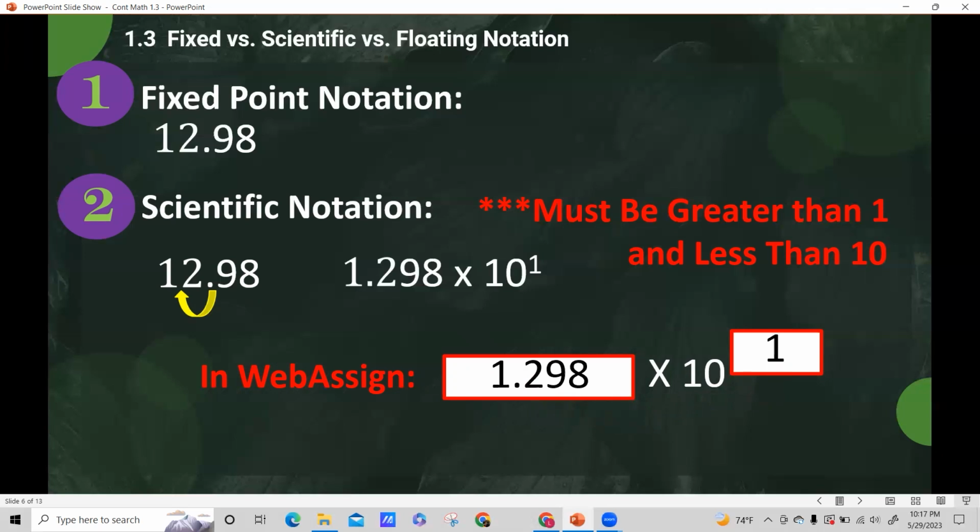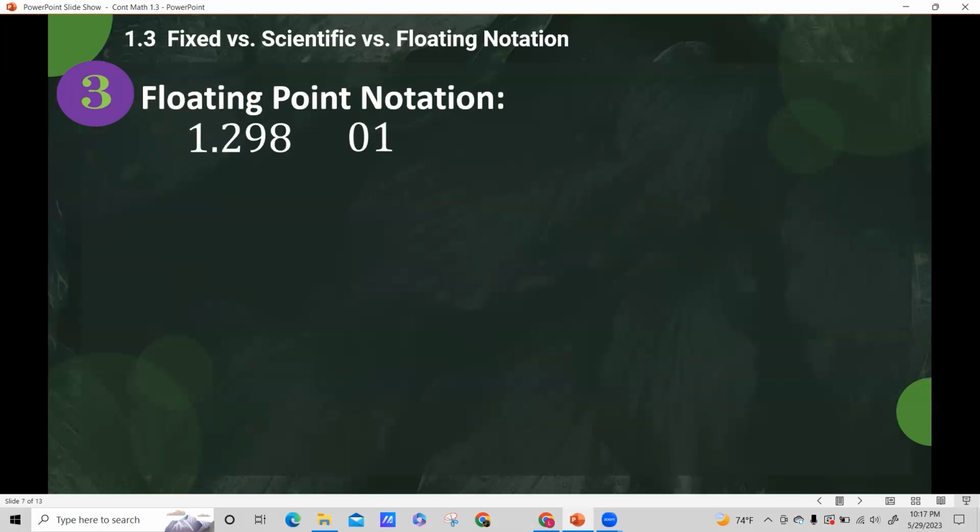Okay, so I told you there were 3 different ways: fixed point notation, scientific notation. Now, the third way is called floating point. Floating point notation is a calculator notation. It's very similar to scientific notation, except that you don't have the times 10. So this is our same number, 1.298. And instead of saying times 10 to the first, you just have either like 0, 1. Sometimes you'll have just a 1 out here to the side. Sometimes you'll have like a positive 1. It's written many different ways, but this is a typical way that you'll see it.